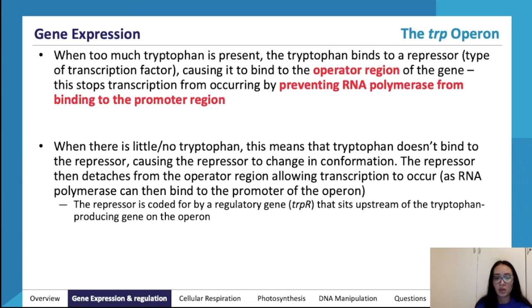The repressor is coded for by a regulatory gene, trpR, and this sits upstream, way out, separate from the operon. So it's way upstream of the tryptophan producing genes on the operon. The repressor is also a protein or an enzyme. It's encoded by a gene because it is a protein, and it's separate to the entire operon.